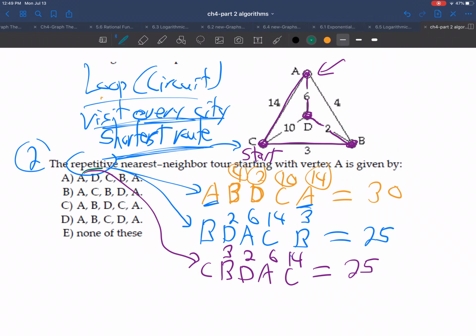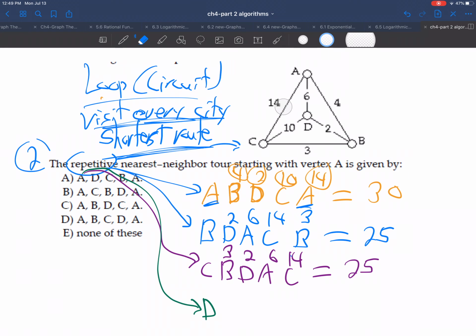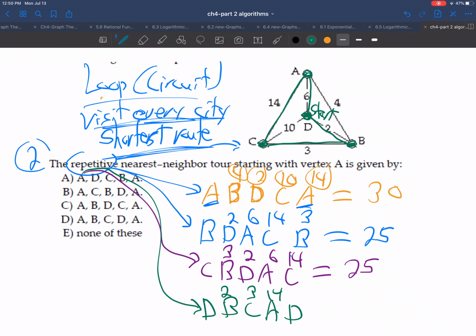Okay, D, right? Repetitive. Now we've got to do D. So start and end at D. Come down here. Here's D. Start at D. What's the nearest neighbor from D? Well, it's the 2 here to the B, and then the 3 to the C. And then we've only got one city left. We have no choice. We have to go there. That's A. That's a terrible road, 14. And then you've got to go home because you've got to make a loop. Got to go back where you started. We started with D. Got to go back to D for 6 again. That's 25.